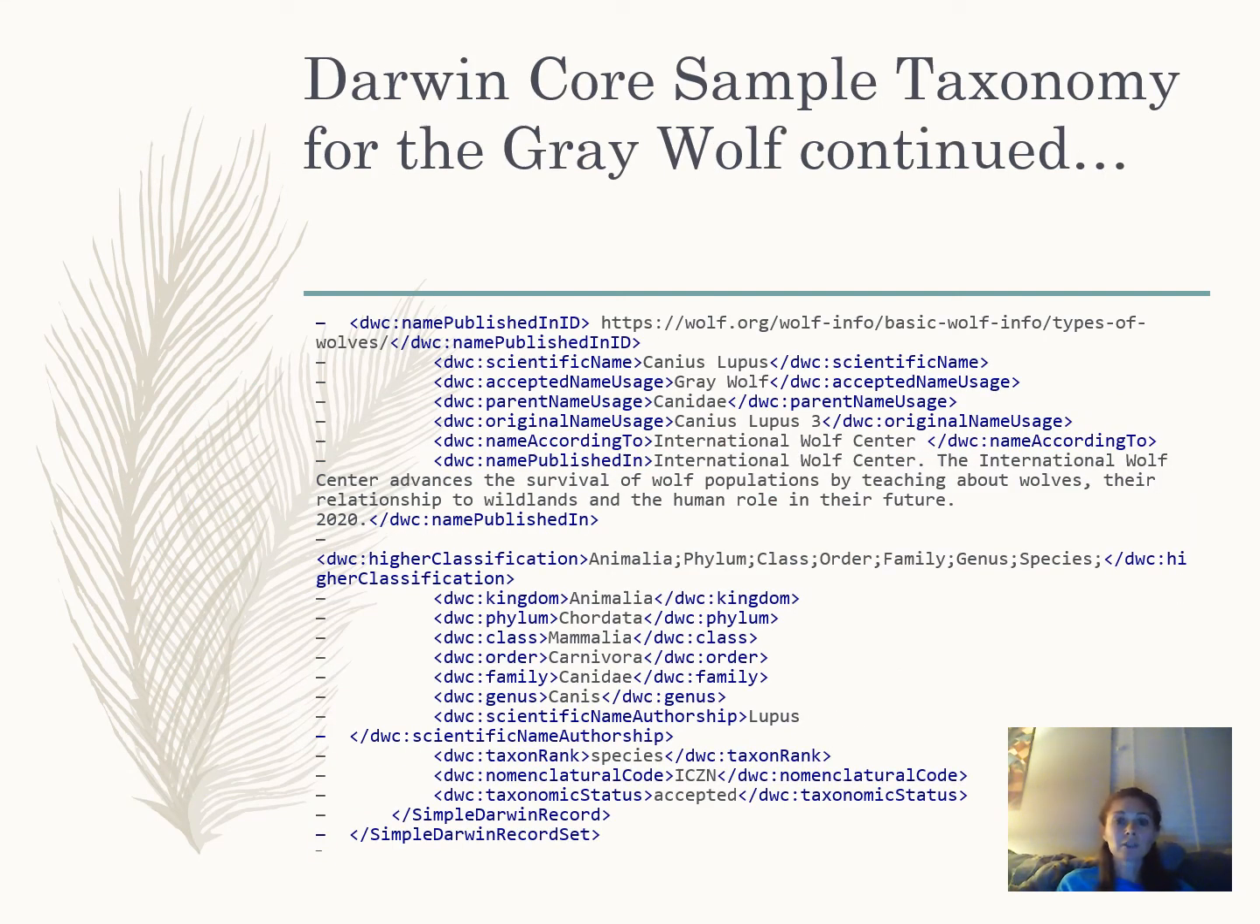The second portion of the Darwin Core scheme includes the higher classification taxonomy, again Animalia, phylum, class, order, family, genus, and species. The scientific name for the gray wolf is again Canis lupus. Canis is a genus and lupus is a species classification. Generally, this is what could be found in a sample Darwin Core record.